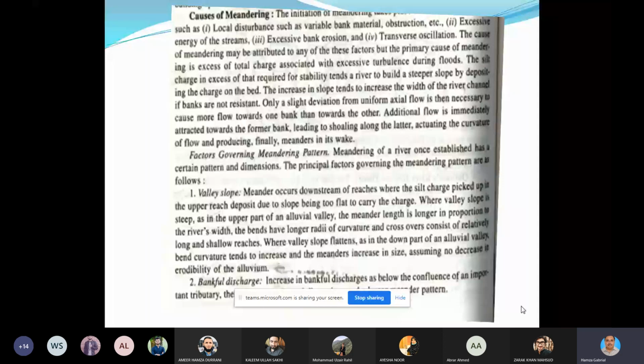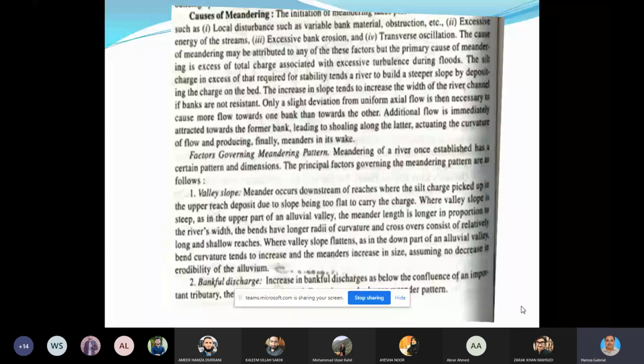One of the factors is the valley slope. Meanders occur downstream of ridges where the silt charge is picked up in the upper side of the river. At the downstream side, the slope changes from steep to flat, and it is unable to carry that silt charge. So that means deposition will take place.